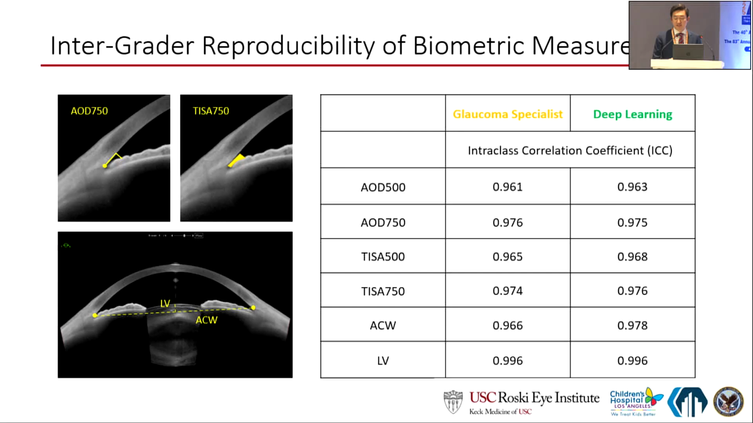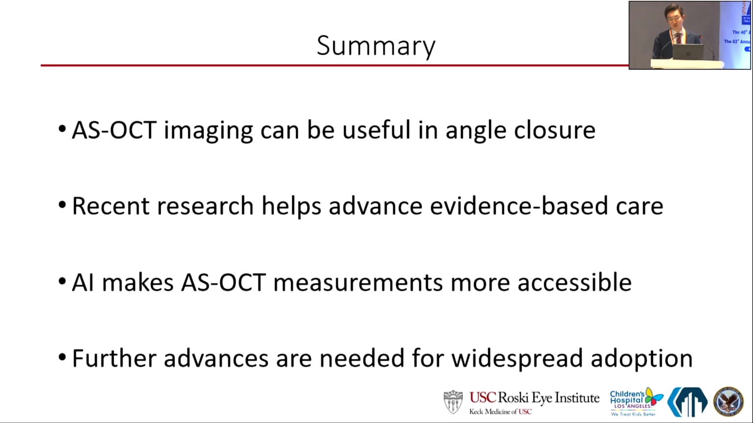This table shows intra-class correlation coefficients, which measures the amount of correlation between two sets of measurements. In the left-hand column, it's the agreement between an expert grader and a glaucoma specialist. And we can see that these ICC values are all very close to 1, which shows that there's a high degree of correlation between two human graders. This high degree of correlation is matched by the human and the machine, which also shows very high ICC values for all parameters. What this means is with a simple click of the button, we now have access to expert-level measurements, making this technology more accessible.